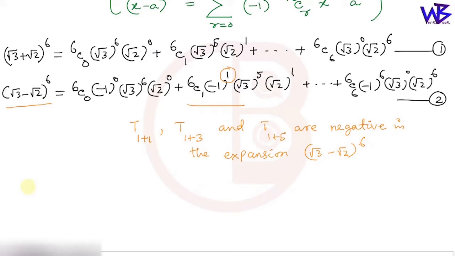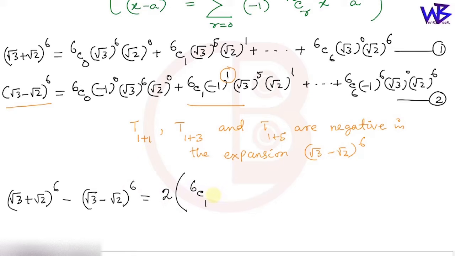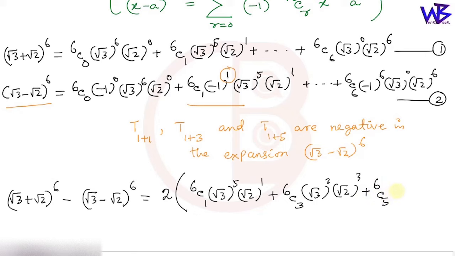So when I subtract equation 2 from equation 1, I will get (√3 + √2)^6 − (√3 − √2)^6 equal to 2 times 6C1 (√3)^5 (√2)^1 plus 6C3 (√3)^3 (√2)^3 plus 6C5 (√3)^1 (√2)^5.